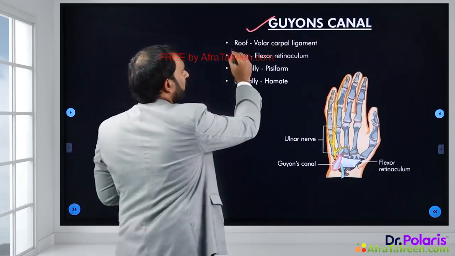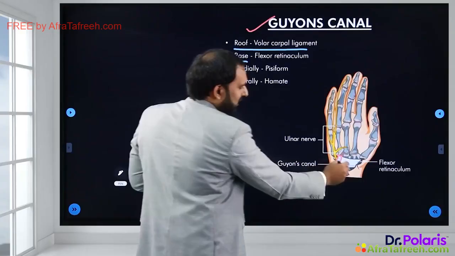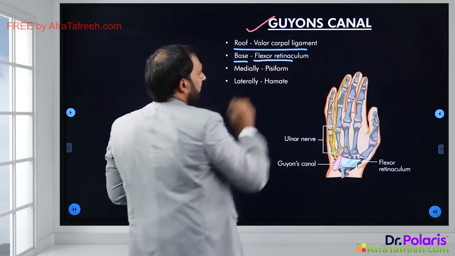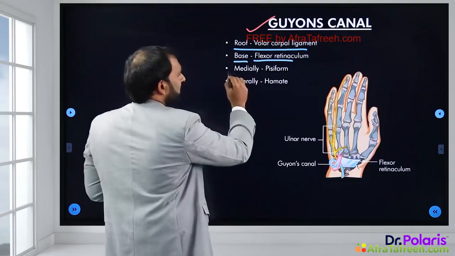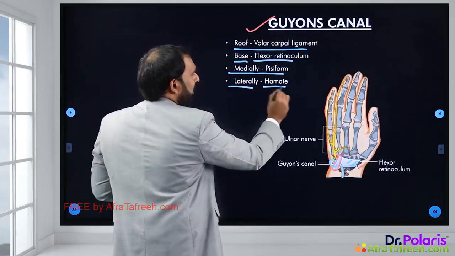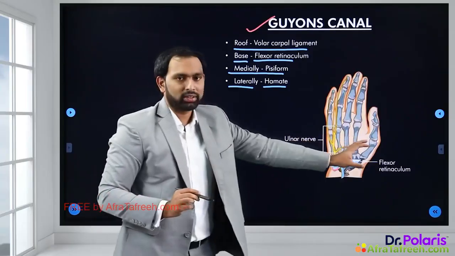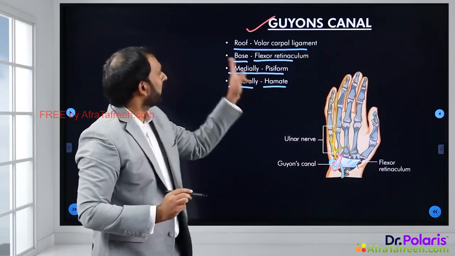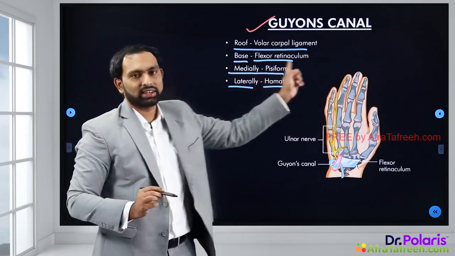The roof is formed by the volar carpal ligament. The base, we know that it is passing through this structure, that is the flexor retinaculum. Medially, you have the presence of a pisiform bone, which is a carpal bone. And laterally, there is the hamate and the hook of hamate. So the boundaries are: lateral is hamate, medial is pisiform bone, the roof is formed mainly by the volar carpal ligament, and the base is formed by the flexor retinaculum.